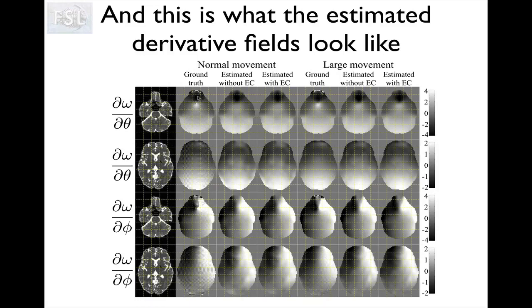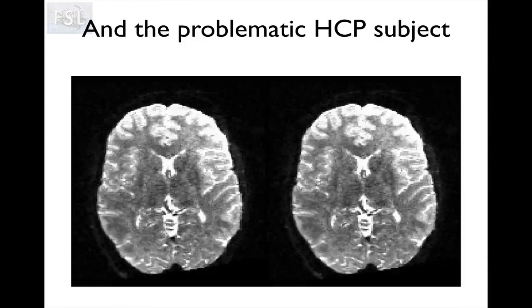So this is the ground truth derivative field, and because of simulation, we know the ground truth, and then we can estimate these. This is just to show that we can actually estimate it without eddy currents and with eddy currents, because estimating this in the presence of eddy currents is considerably more difficult.